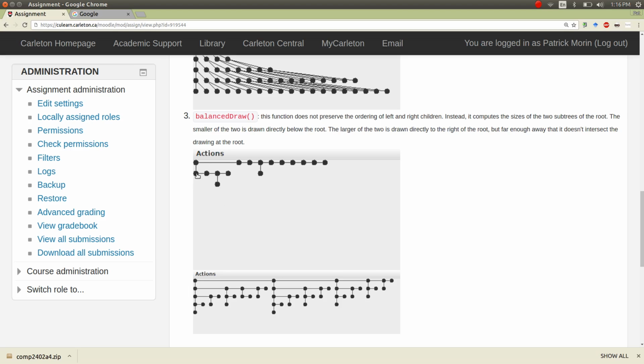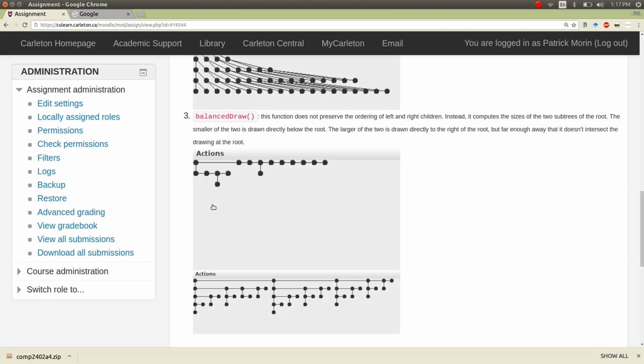If I look at this node, it has actually only one child. One of its subtrees is empty. The empty subtree got drawn below, and the larger subtree got drawn to the right. This one, again, has only one child, so the subtree of size 0 gets drawn below. And then this one has two children, and it doesn't matter. Each one has size 1, so one goes below and one goes to the right. So first thing you do is draw the smaller subtree below the root.